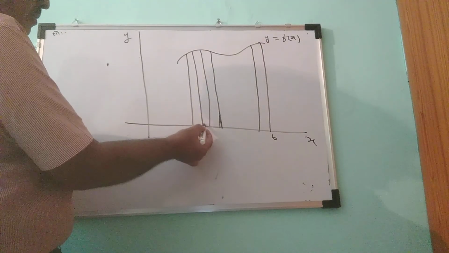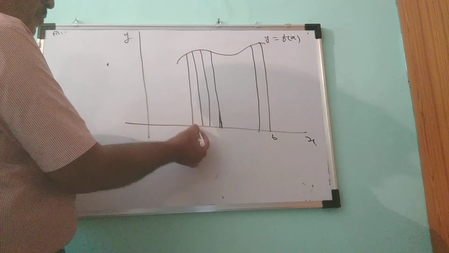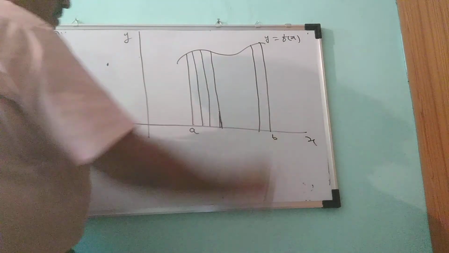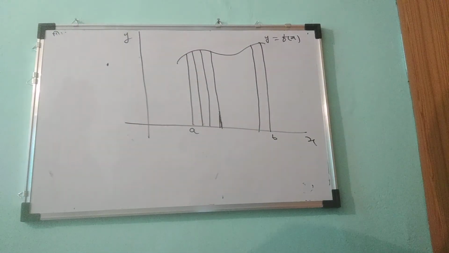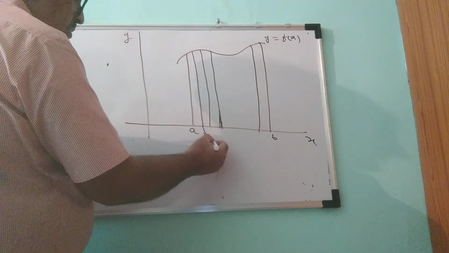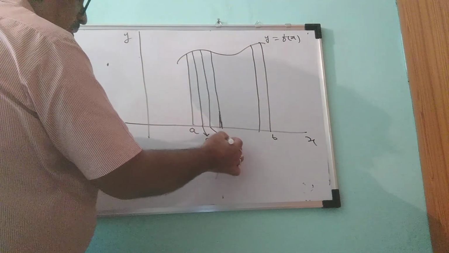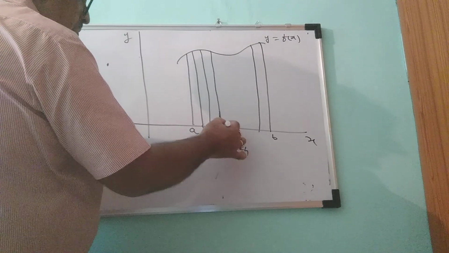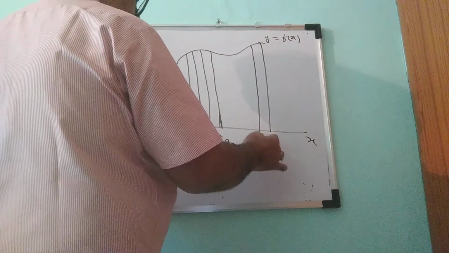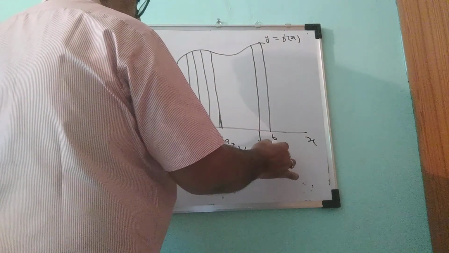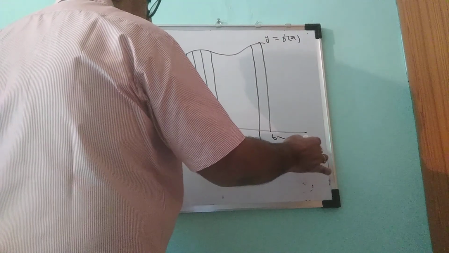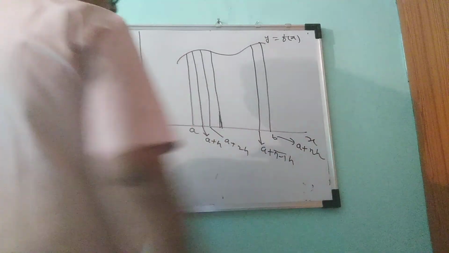The gap is h. The distance between these two is h. So every gap is at a distance of h unit. So obviously this coordinate will be a plus h. This coordinate will be a plus 2h. This coordinate will be a plus 3h. And this coordinate will be a plus (n minus 1)h. And the last coordinate will be a plus nh.